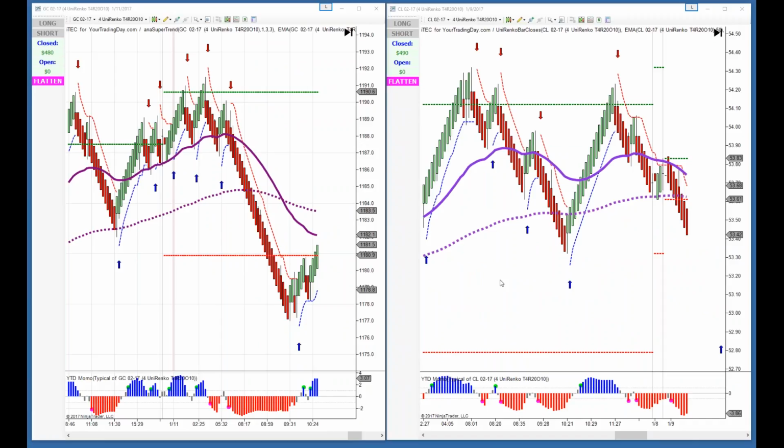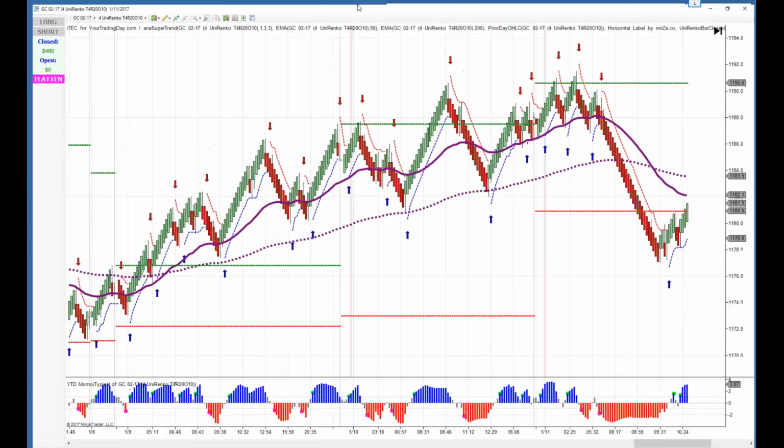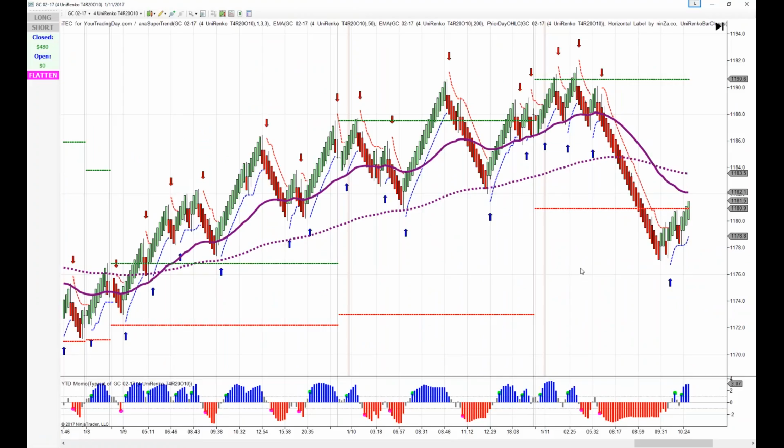When I get to the chart, there's a few things I want to do, and we're going to do some examples here of arrow trades. The first thing I want to do is look at the moving average lines. There are two moving average lines: a 50 moving average, that's the dark purple line, and a 200 moving average, which is the purple dotted line.